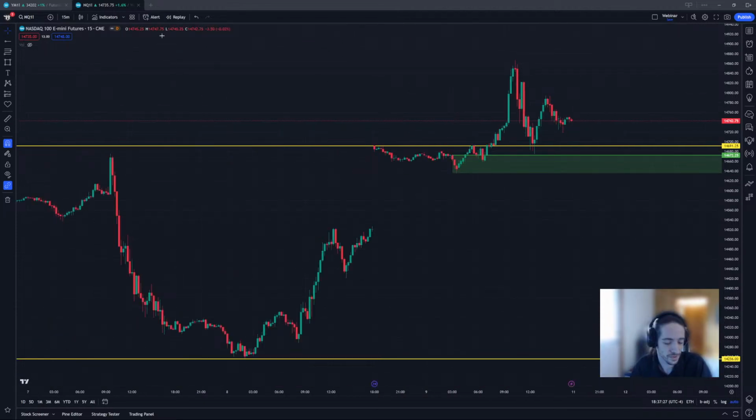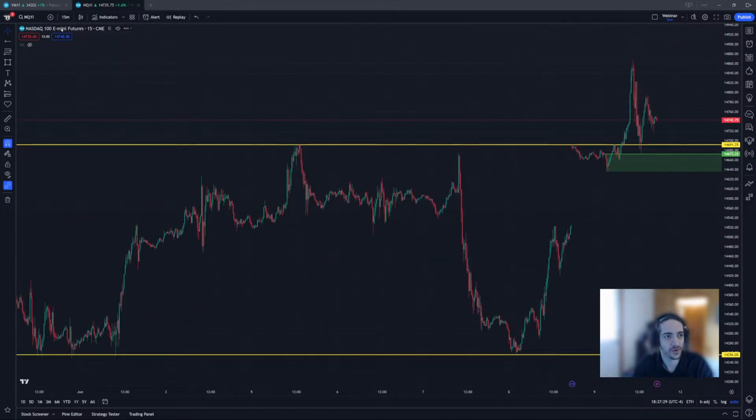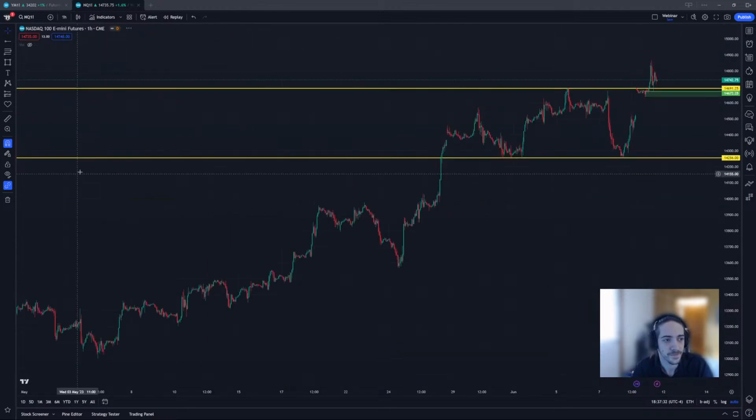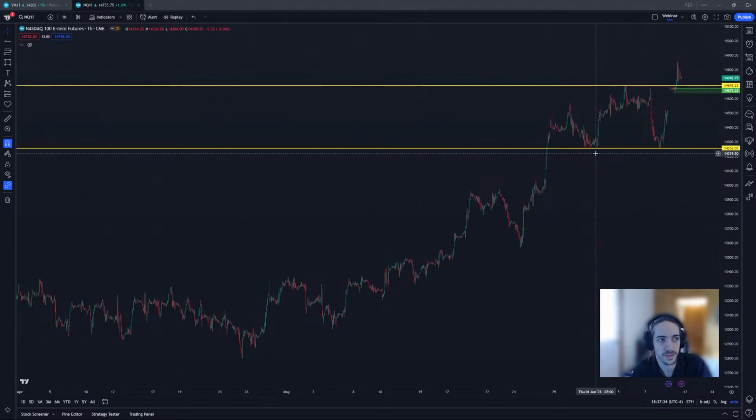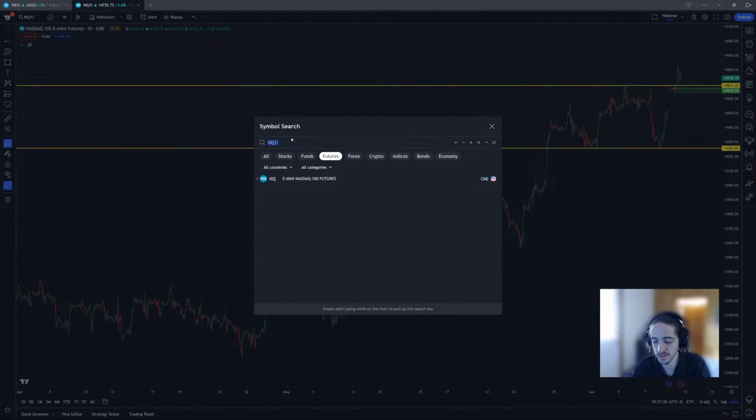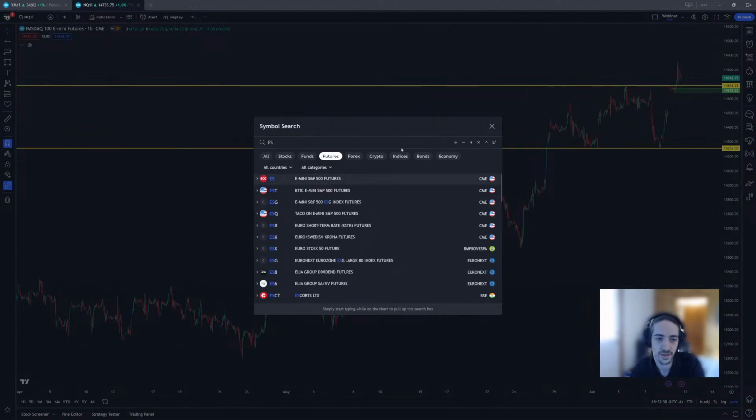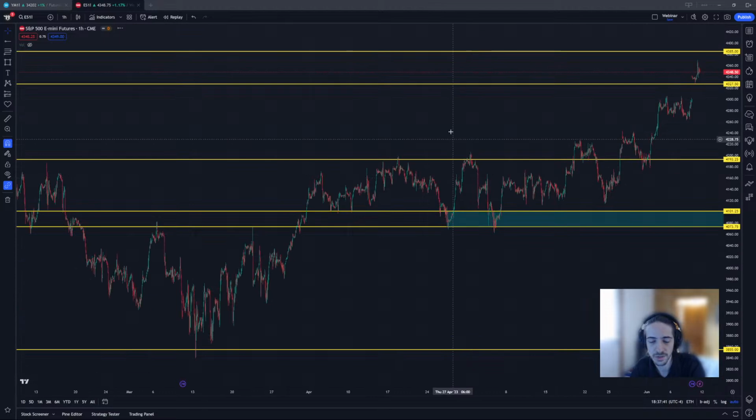Alright, so let's take a look real quick. We did some NASDAQ, we did some ES. Another thing you could do, let's see. Let's head back into ES real quick. ES is the futures I usually tend to watch.